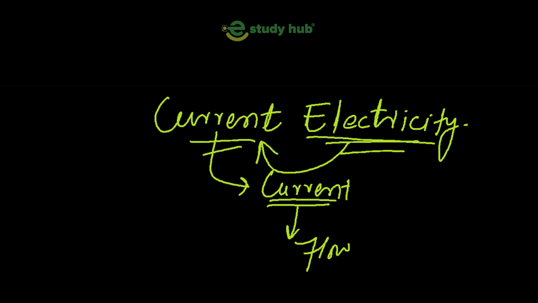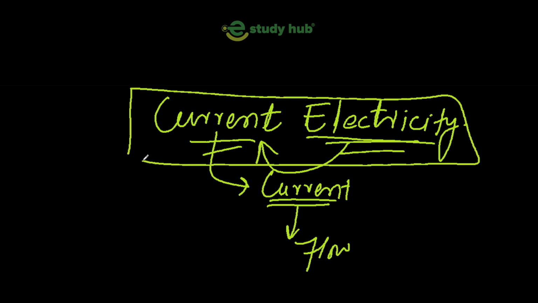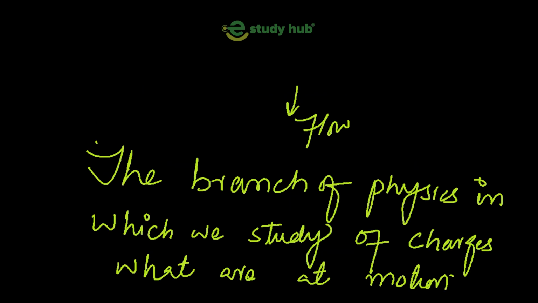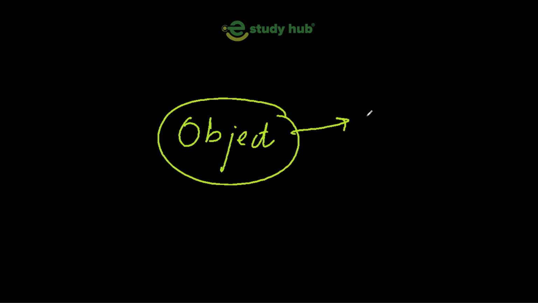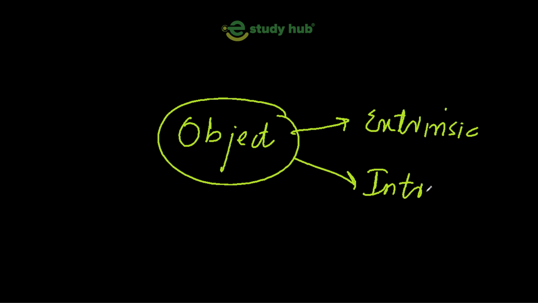This word itself defines that it is the branch of physics in which we study the charges which are in motion. Now you may ask, what is charge? I will explain it to you in a deeper way. Every object in the universe has two kinds of properties. The first one is the extrinsic property and the second one is the intrinsic property.